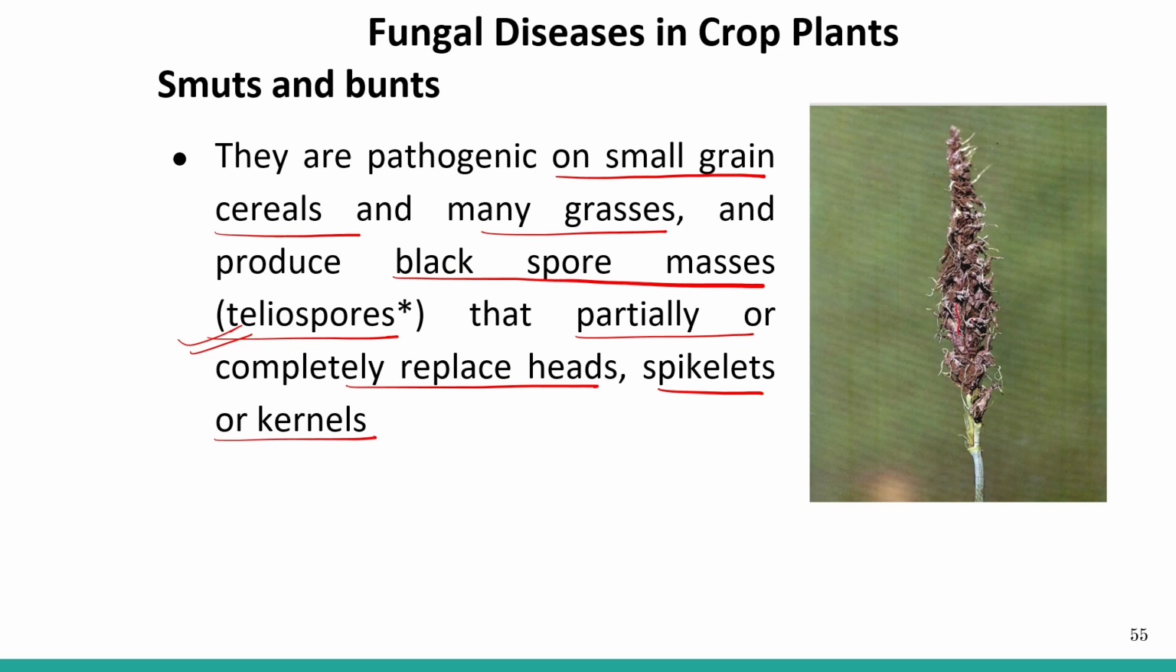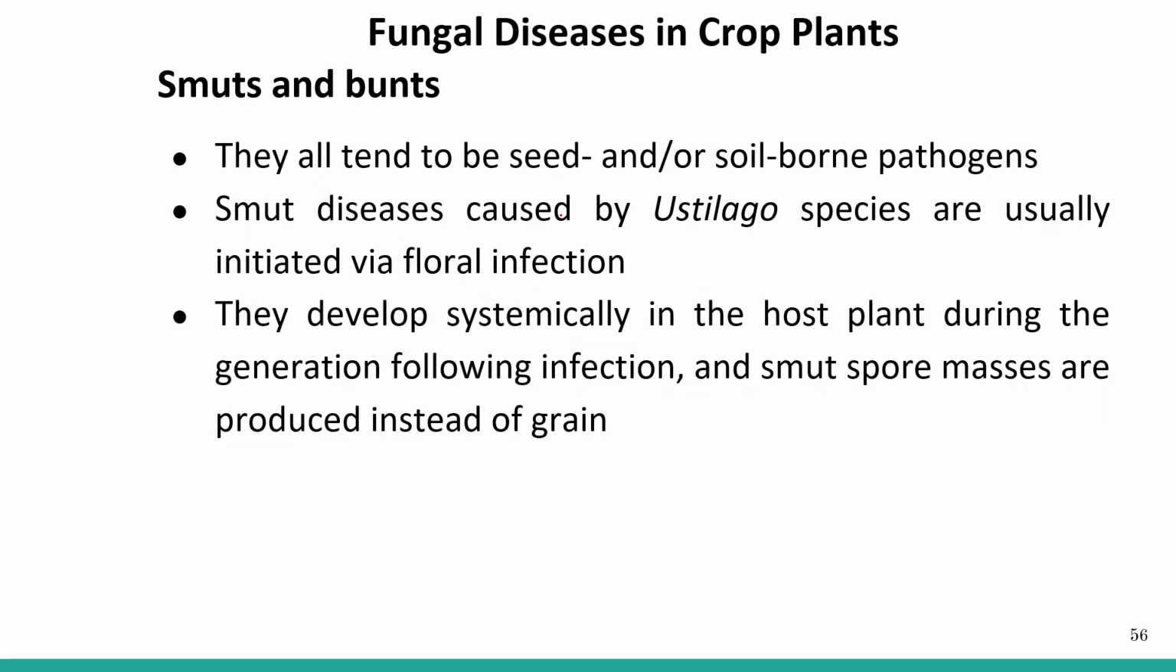So here you can see these kernel structures. Here all teleospores are present. We do not have any good quality seed. All the seeds are infected. The spikelets have been infected. The kernel has been infected, and that bears teleospores. Right? So this is the pathogen that occurs in small grain cereals, the cereals that bear very small grains, and many grasses as well. They all tend to be seed and or soil-borne pathogens. So basically they are seed-borne and also soil-borne pathogens.